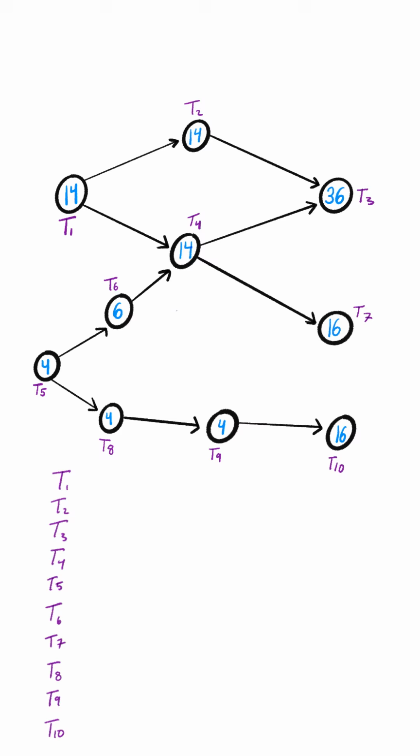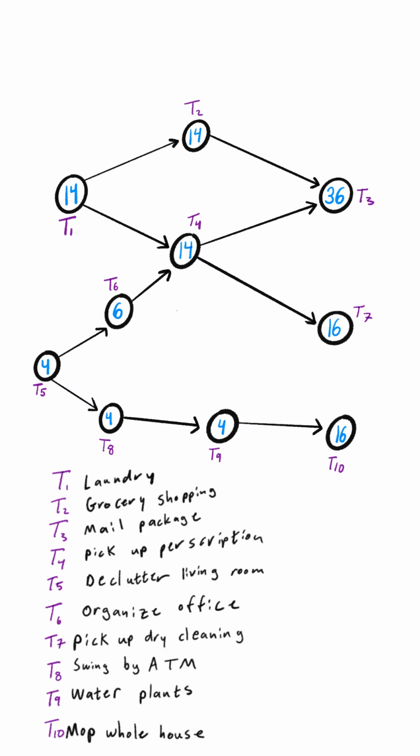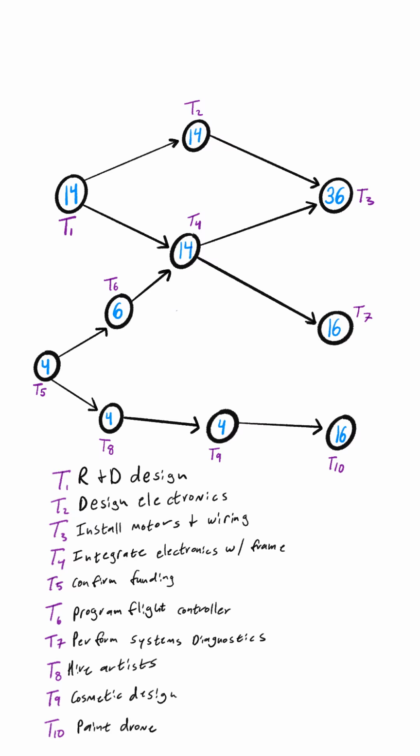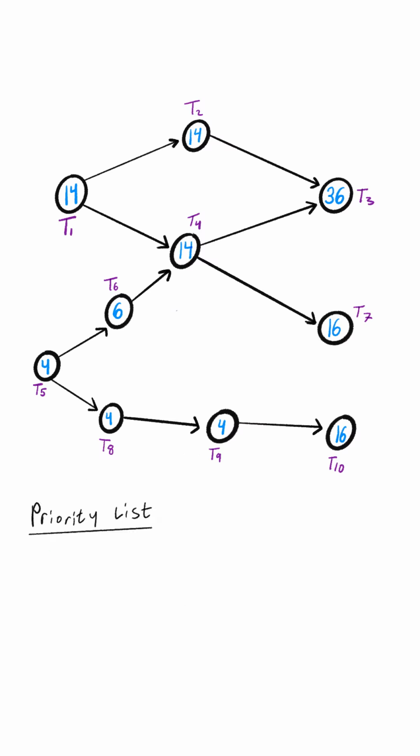Let's look at an example, an order requirement diagram with 10 tasks of varying time and connections. We have 2 processors in this scenario. This can represent a lot of things, like you and your spouse running errands or 2 teams building a drone together. We're using the list processing algorithm, but first we need to create our priority list.